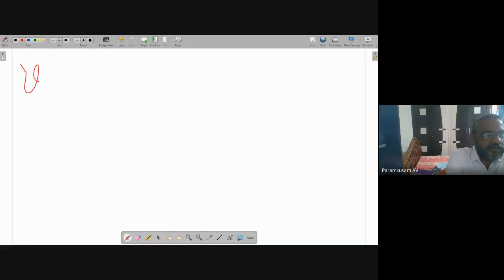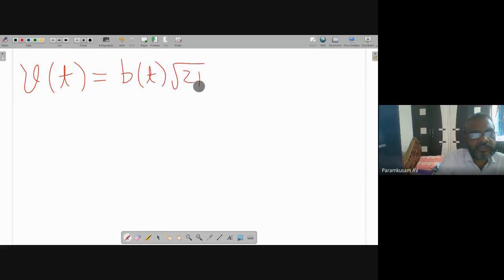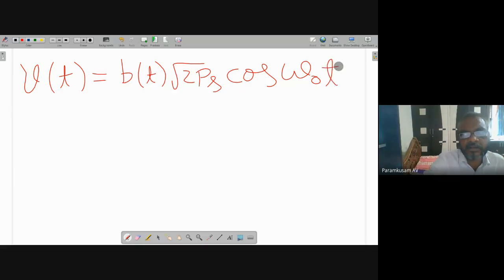written as V of t is equal to B of t into √2 PS cos omega naught. √2 PS cos omega naught. Okay. Where B of t is the digital input signal or a message signal, that is a digital signal.